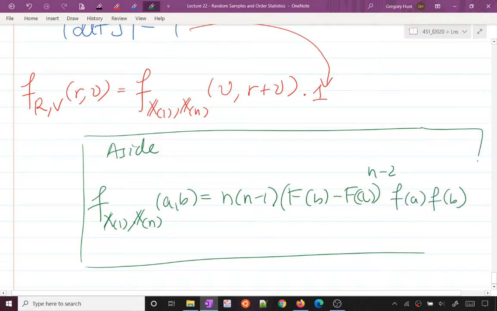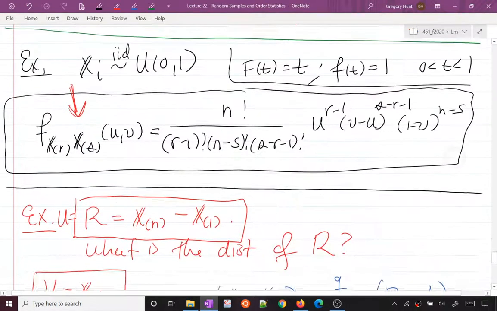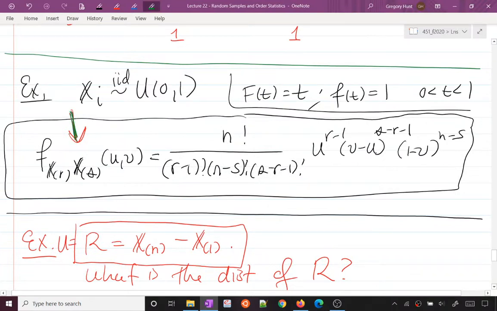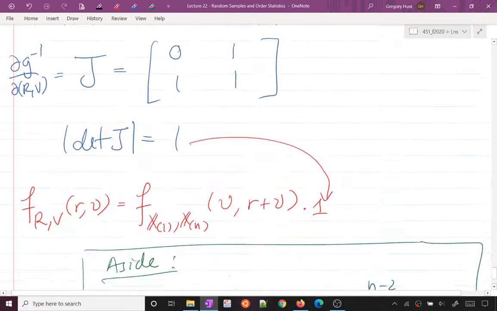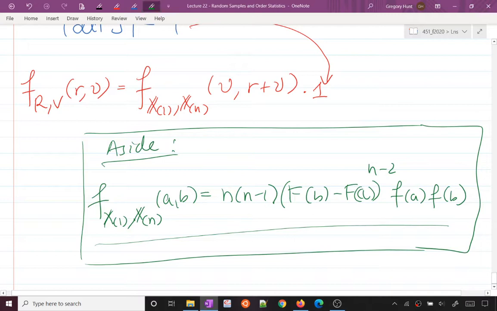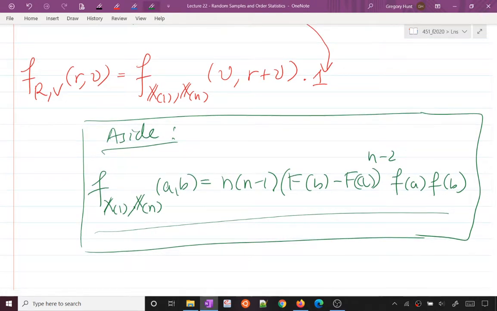Okay, so I'm going to skip the steps here. This, which I've just derived, is literally taking this formula here and plugging in 1 and n instead of r and s. It really simplifies a lot because many of these terms go away. When you simplify it, it's n times n minus 1 times F of b minus F of a to the n minus 2 times little f a times little f b. But it's just plugging into that formula. And that will allow me to continue on my problem here.